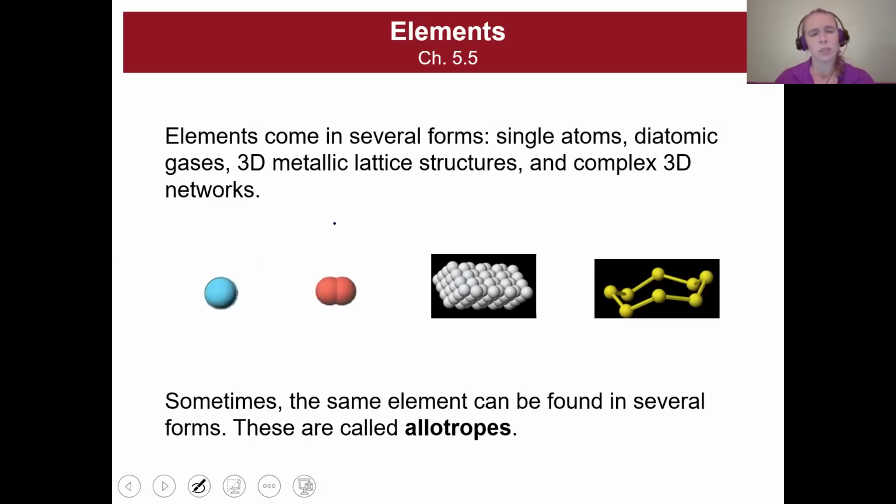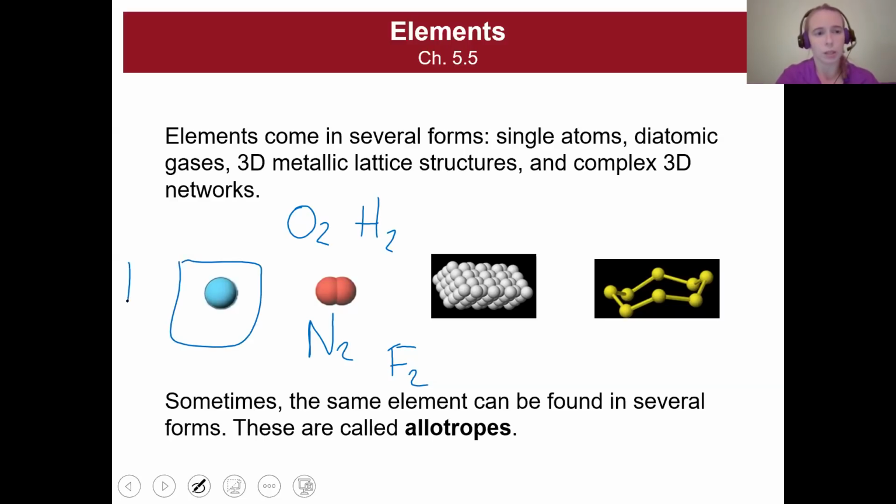All right, so I mentioned before that we have different kinds of elements. The diatomic molecules are often elements like O2, H2, N2, F2. These are all diatomic elements. Some elements do come as single atoms, and those would be the noble gases like helium, neon, argon, etc. They come as single atoms.